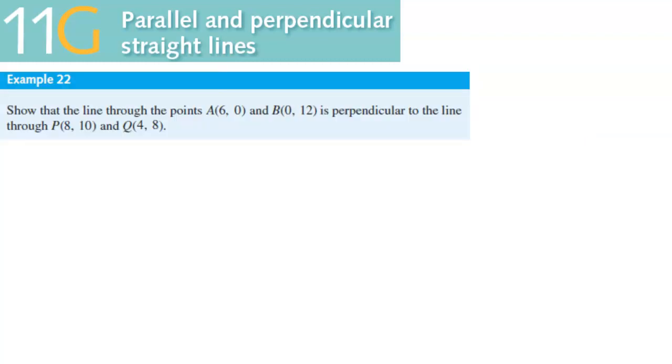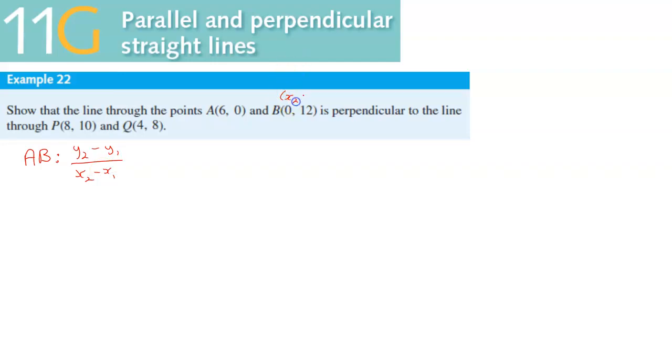Let's have a look at how we can use this. I'm asked to show that the line through the points A and B is perpendicular to the line through PQ. So let's start by finding the gradient of the line segment AB. So I'm going to state my formula, y2 minus y1 over x2 minus x1. Oh, don't put y first.